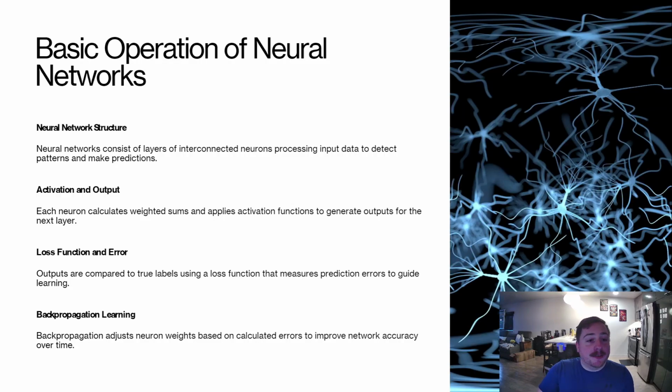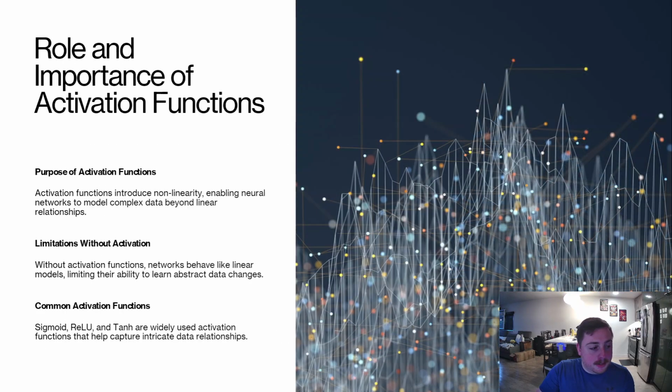Now, the activation function. The activation function is the mathematical equation that is used in neural networks to determine the output of a neuron after receiving an input. Without the activation functions, neural networks would just be a linear model, no matter how many layers it may have.